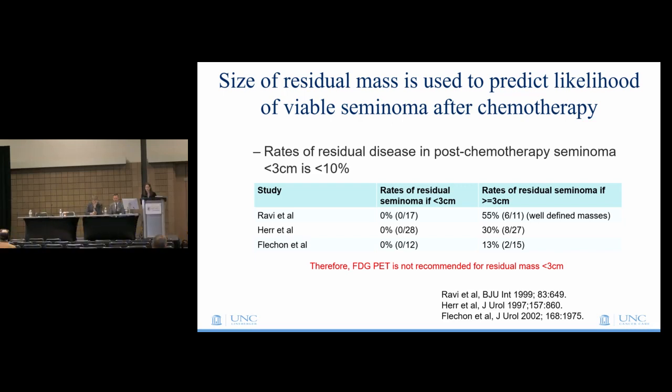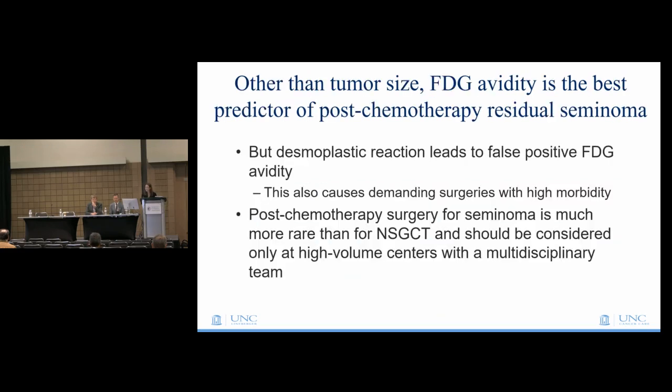And CT really just ends up doing a poor job telling us which of those patients have viable seminoma or not. And so based on these studies, if you have a patient who's received chemotherapy and has a mass less than 3 centimeters, a PET-CT is really not indicated, because the chance of any residual seminoma is so low that the likelihood of false positive ends up being much higher, especially with what we know about seminoma. And so we use FDG avidity in this setting, in the tumors that are greater than 3 centimeters, as our best predictor of post-chemotherapy residual seminoma right now.